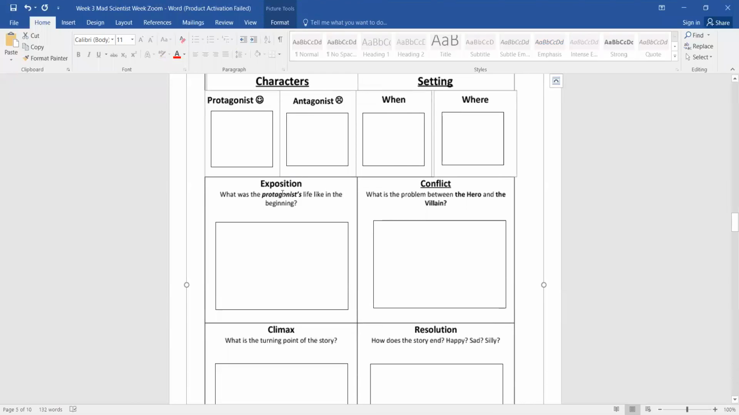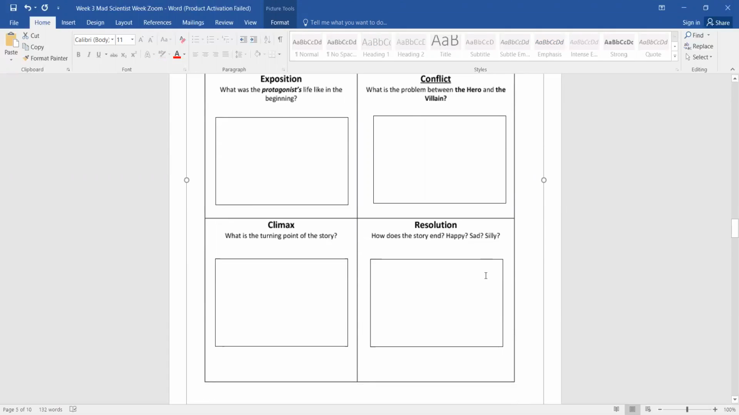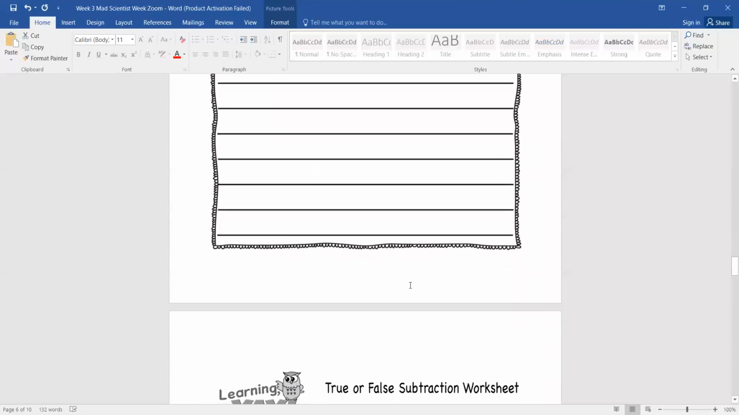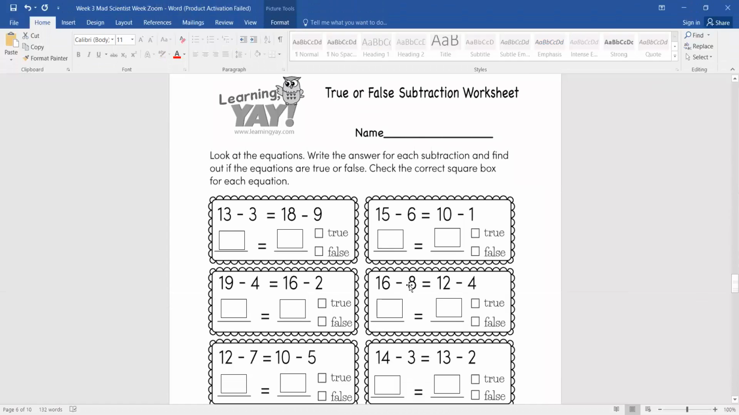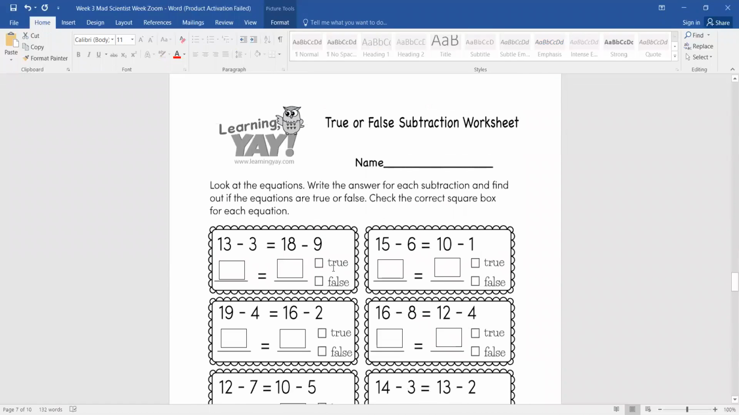An exposition. So what was the protagonist, the main character's life like in the beginning? What is the conflict between the hero and the villain or the antagonist? The climax. What is the turning point of the story? And the resolution. How does the story end? Happy, sad, or silly? So you guys can do that on your own, and you can use this page to write out your fairy tale. We're going to go down here and do this true or false subtraction, and then we'll end it for today.